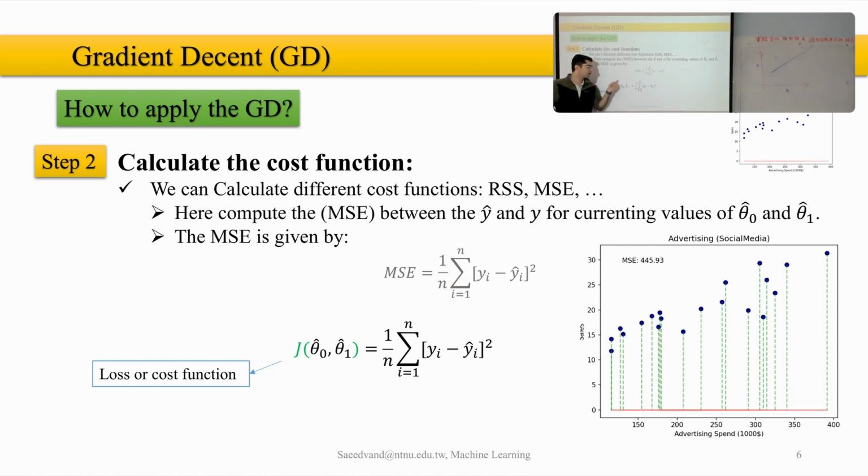So I can write J of theta hat 0, theta hat 1 is equal to simply the mean square error, also called loss. Sometimes it is also shown with a big L, or Laplace. So loss or cost function. Any question? Everything clear so far? All right.